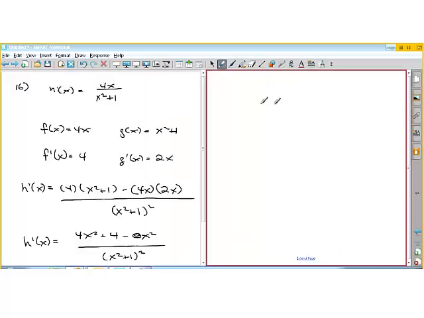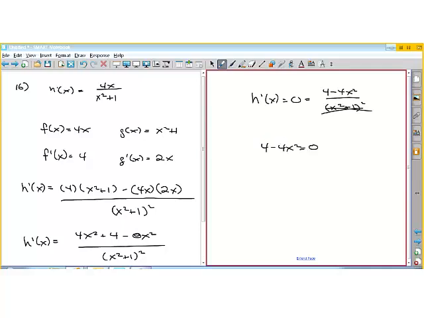So we set this equal to 0. So the question is, when h prime of x equals 0, what values of x does that occur at? So we have 4 minus 4x squared over x squared plus 1 squared. Anytime you have a rational function and you want it to equal 0, you don't have to worry about the denominator. The only way that the rational function can go to 0 is when the numerator is 0. So we just set the numerator equal to 0.